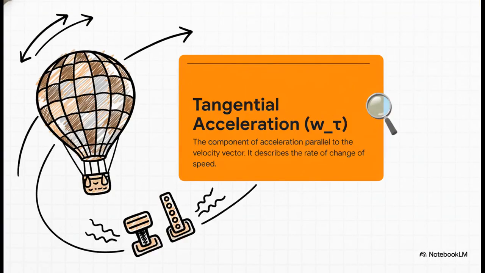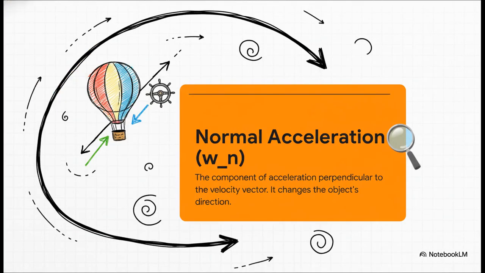First, we have tangential acceleration. The easiest way to think of this is as the gas pedal component. It acts along the direction of motion, and its only job is to tell us how much the balloon's overall speed is changing at any given moment. Then there's the normal acceleration. If tangential is the gas pedal, normal is the steering wheel. It's always pointed perpendicular to the velocity toward the inside of the curve. It's the part of the acceleration that's responsible for bending the path and changing the balloon's direction.